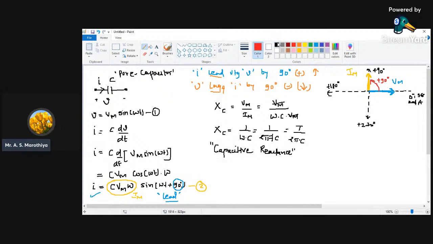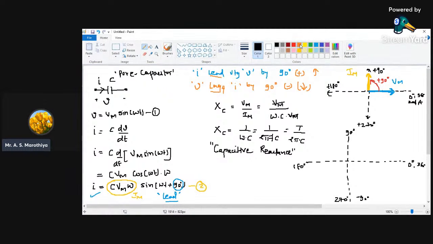Or suppose if you take current as a reference, then what will happen? Again the same. Instead of taking leading, we need to take lag, because in case of pure capacitor, voltage lags current by an angle of 90 degree. So this is going to be the 0 degree, that is reference. This is going to be plus 90. This is going to be plus 180. This is going to be plus 270, or I can write here as minus 90, which are nothing but the same thing, and then coming back to 360.